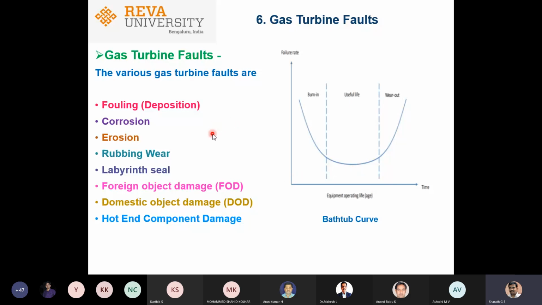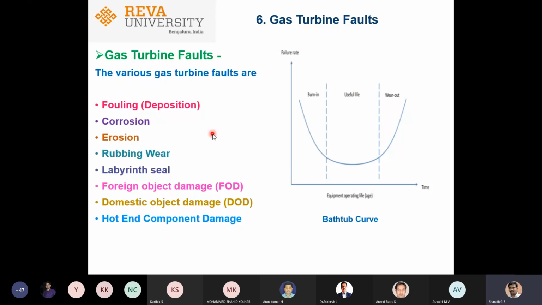The first one is fouling. Fouling is a deposition of sand, dirt, and dust on the compressor blades. When we have some deposition on compressor blades, the flow capacities will come down. The compressor efficiency falls because the aerodynamics get disturbed. The compressor is not able to suck in the amount of air that is required for the engine's operation. So fouling has to be addressed.